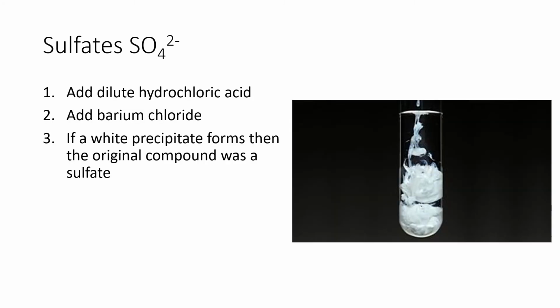So if you want to see if a substance contains sulfate ions, then this time you would add dilute hydrochloric acid, and then you would add barium chloride. And if it forms a white precipitate, then it contained a sulfate. So the steps are add dilute hydrochloric acid, then add barium chloride, and if a white precipitate formed, then it contained sulfate ions.